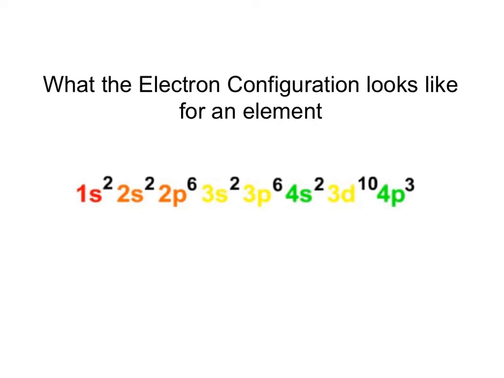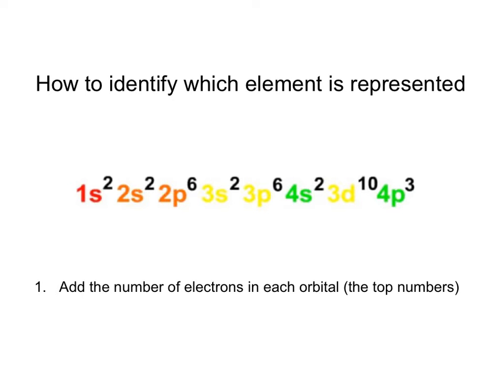However, what we're going to practice is how to identify which element is being represented. Okay, so if I look at this electron configuration, E-config, if we want to say it short, all right, the first thing that I need to do to identify the element is down here at the bottom. All right, we need to add the number of electrons in each orbital.